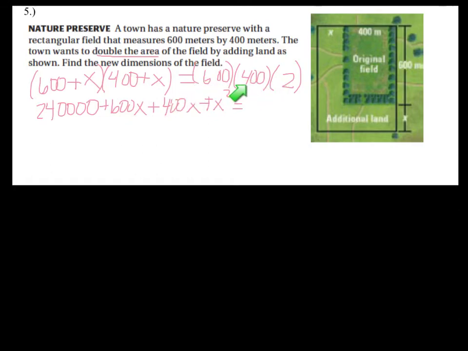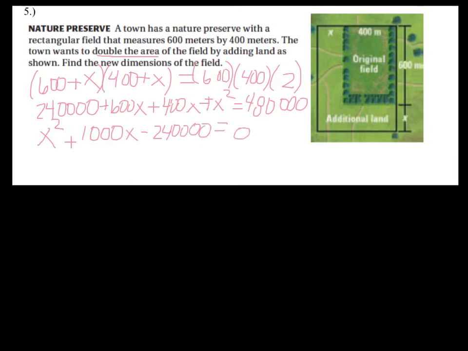And then this equals the product of the right-hand side. Well, we already did 600 times 400. We know it's 240,000, but then we have to double it. So we have 480,000. And now I need to combine like terms and get everything on one side and set equal to 0. So I'm going to put my x squared first, combine my x's. 600 and 400 gives me 1000x. And then 240,000 take away 480,000 will leave me with negative 240,000.